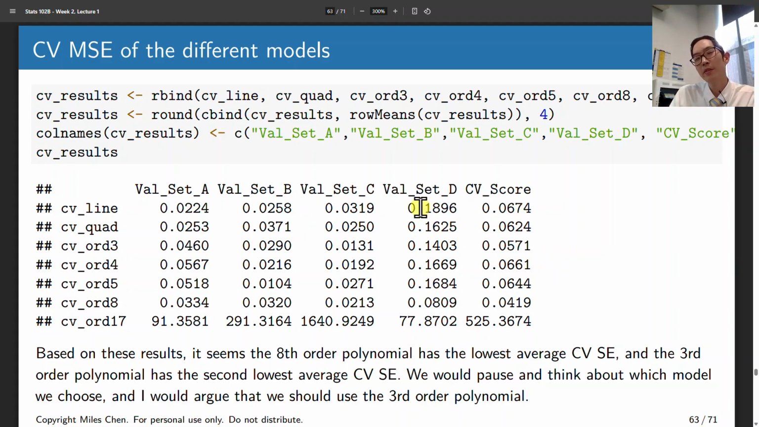Why do you think validation set D has a number so much higher than everything else? Because you're looking at this 0.0253, 0.0371, 0.025, 0.1625. And then we have 0.046, 0.029, 0.0131, and then 0.14. And then 0.056, 0.0216, 0.0192, and 0.1669. Any suspicion as to why this one is so different? Is it possible they just randomly chose the four different points to be a B?